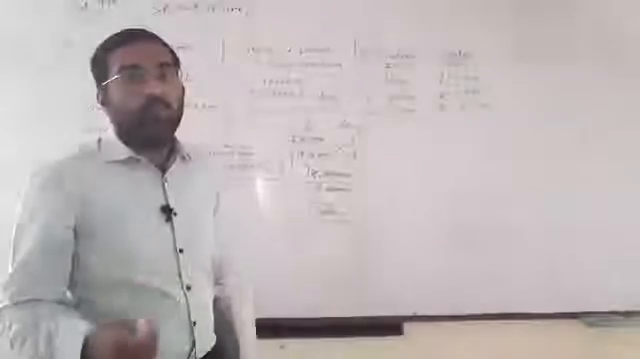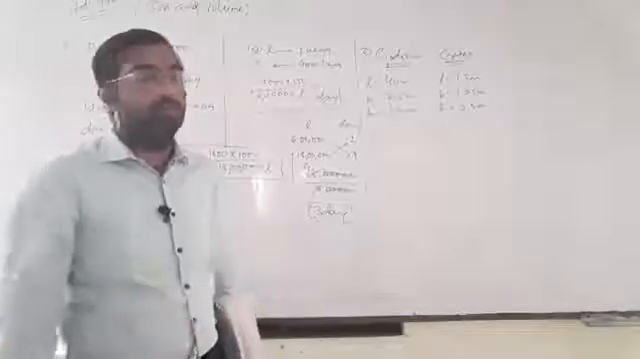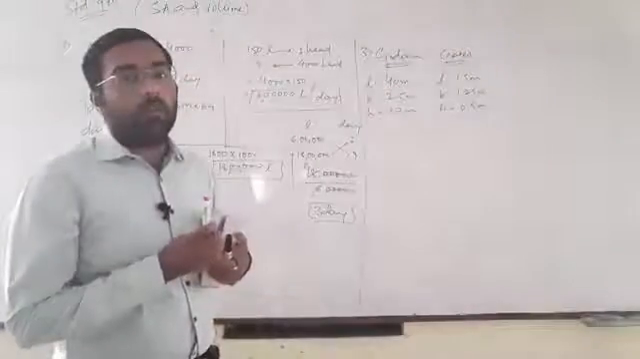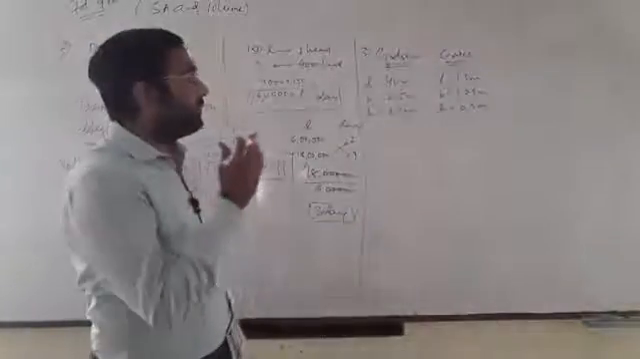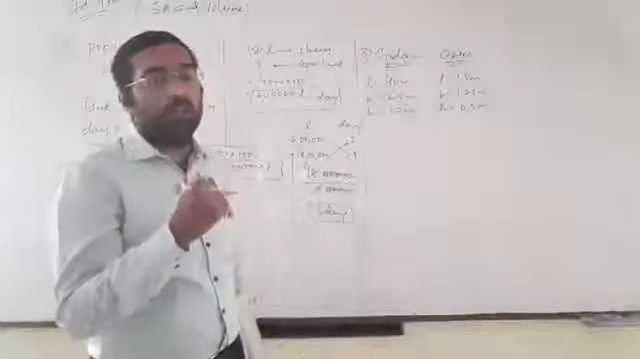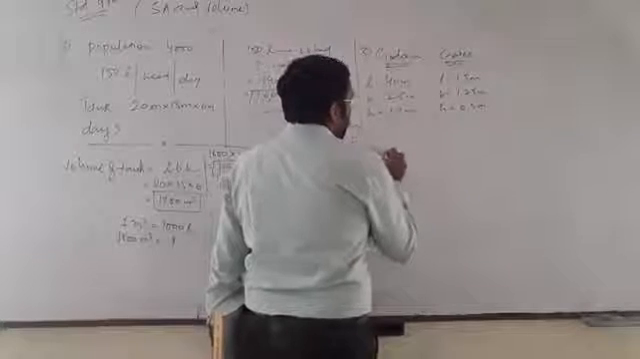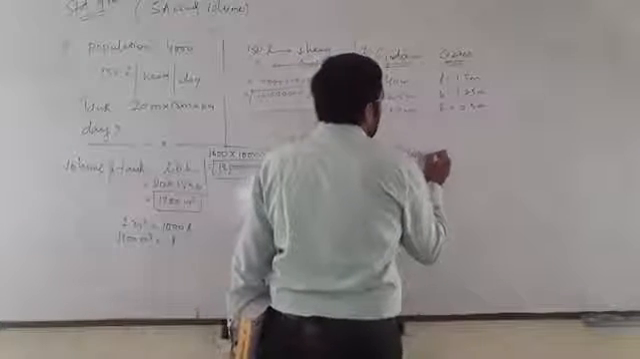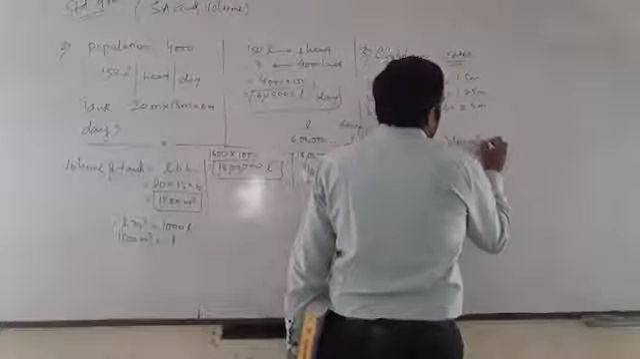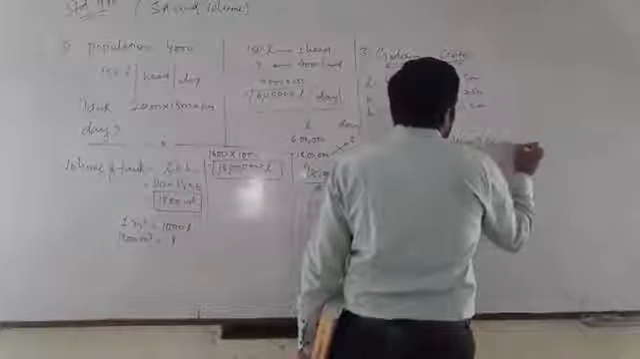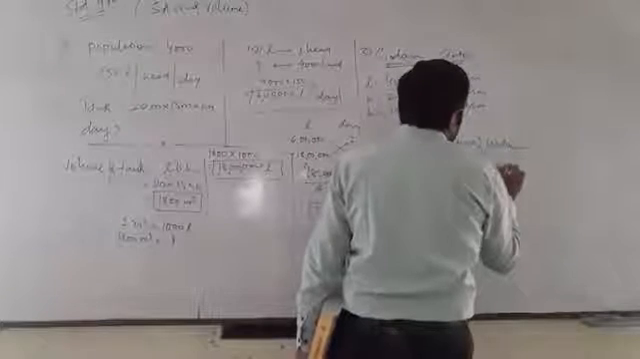As we know, whenever we have to find the number of tiles, number of bricks or any kind of number, we take the volume of the bigger unit in the numerator and the volume of the smaller one in the denominator. So my direct formula is: number of crates is equal to volume of godown divided by volume of one crate.